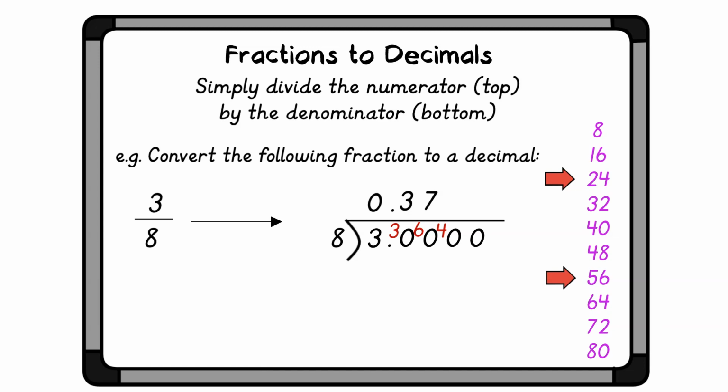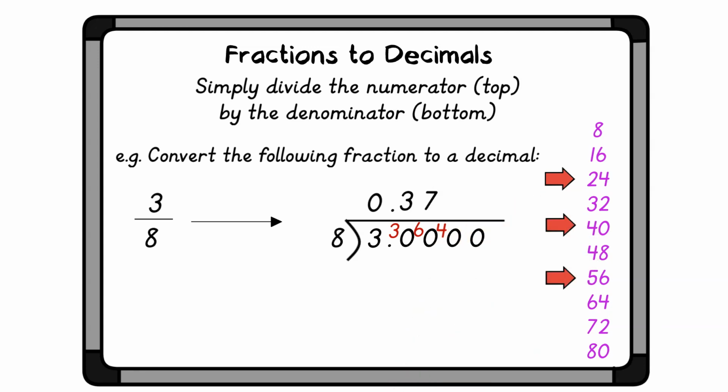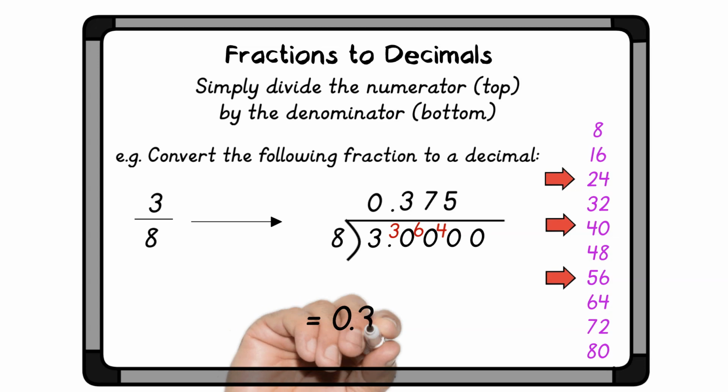8 into 40 goes 5 times exactly. So there's no remainders. So I just place a 5 at the top, and that's my final decimal, 0.375. And sometimes you may get decimals that keep going, but the question or the exam will tell you what to round to.